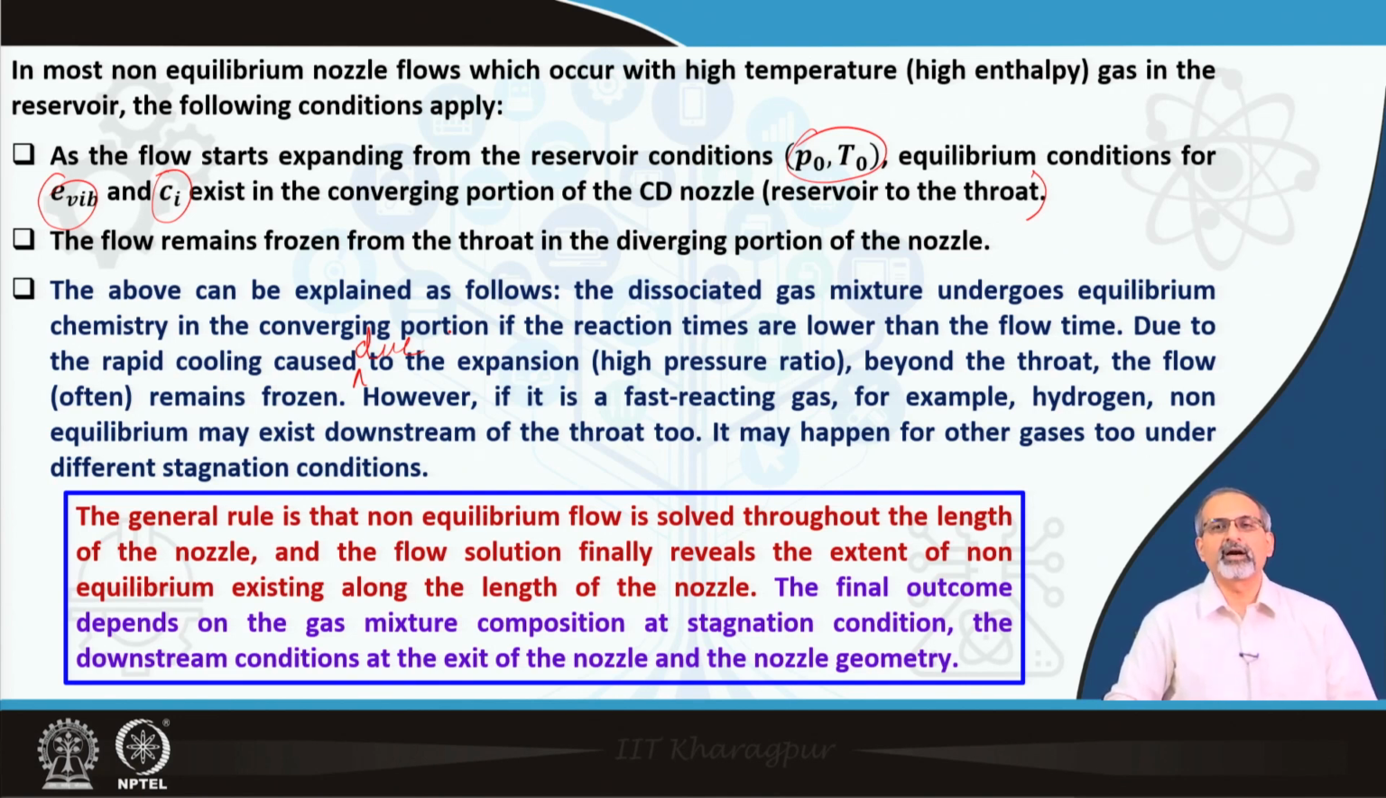Therefore, there is no straightforward answer to this kind of a complex flow. The general rule is that non-equilibrium flow should be solved throughout the length of the nozzle, and the flow solution finally would reveal the extent of non-equilibrium existing along the length of the nozzle. The final outcome depends on the gas mixture composition at stagnation condition from where it starts expanding, the downstream conditions at the exit of the nozzle as well as the nozzle geometry. So, we do not have a straightforward solution really. However, the picture that we tried to portray here is a general picture which may apply in a number of situations.